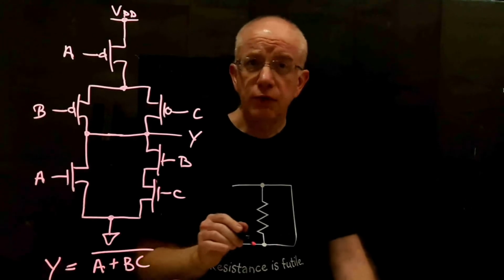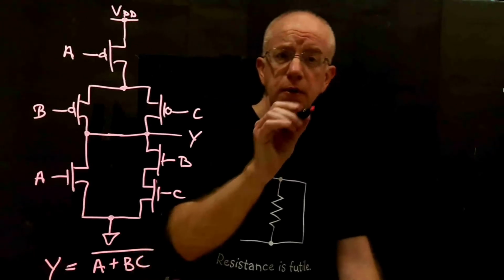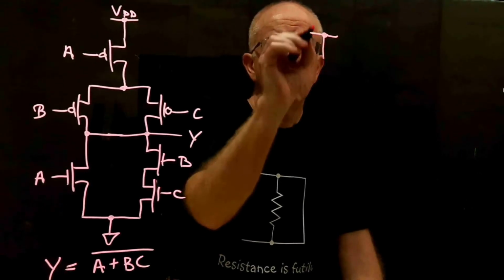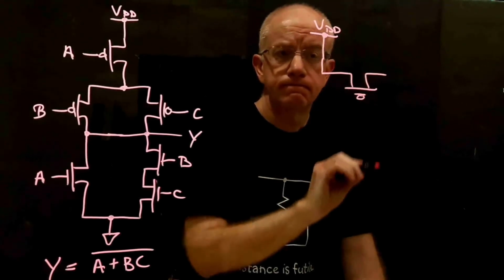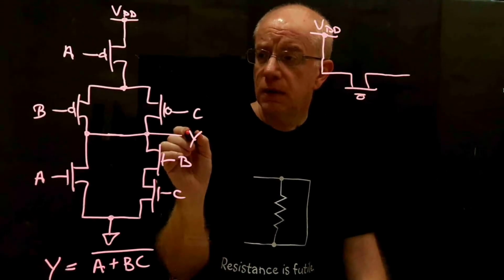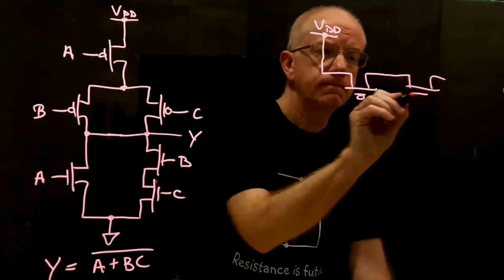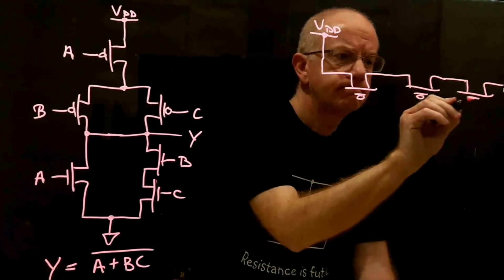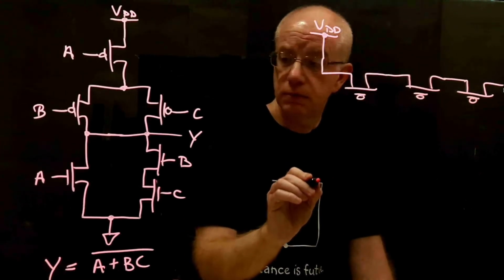And so to do the layout-driven schematic, I might start with, well, I don't know, something like my VDD connection, like that. And I might have an A transistor. Now I've got a B in parallel with C. Okay, so there might be a B transistor next, followed by a C transistor. And so we'll make the A, B, and C transistors for the pull-down network aligned underneath them.